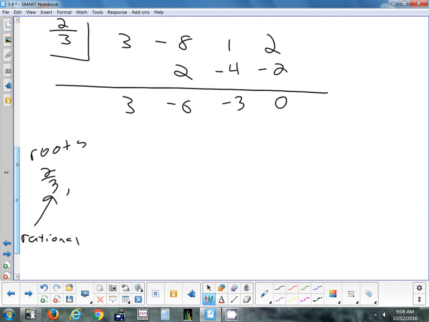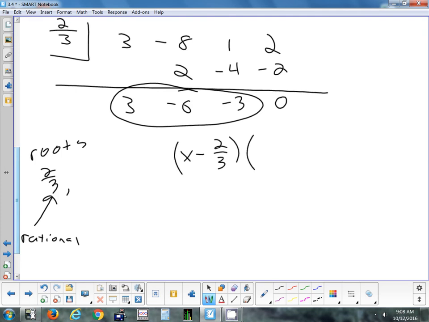Okay. So now I'm going to do the quadratic equation on that factor. So x minus 2/3 is a factor. And the other factor is your quotient: 3x squared minus 6x minus 3. Now I know this isn't imaginary. One, I could check b squared minus 4ac quick in my head. And I already saw the graph. It crossed the x-axis. So this square root has to come out positive, and it's going to be irrational.